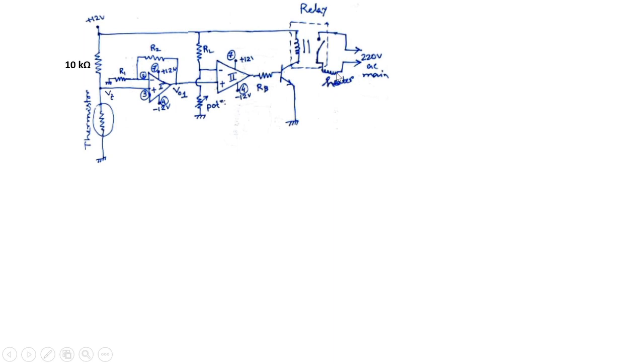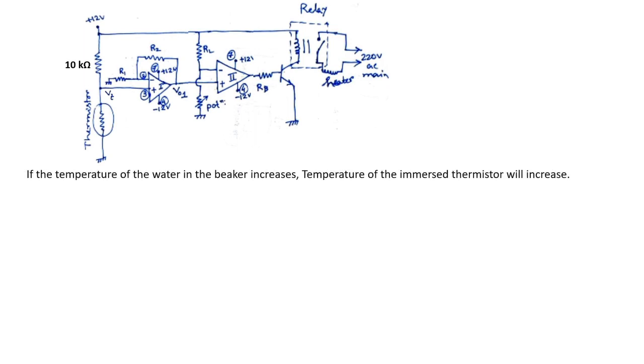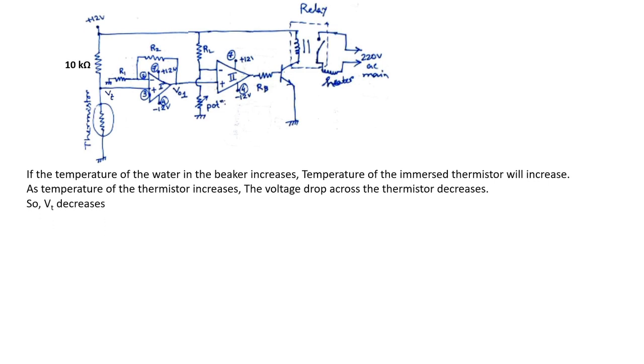So what are the statements, how is the circuitry just working? Let us judge again. First, if the temperature of the water in the beaker increases, the temperature of the immersed thermistor will increase. Next, as the temperature of the thermistor increases, the voltage drop across the thermistor decreases. So Vt decreases. Therefore, VO1, that is the potential at the non-inverting terminal of the second op-amp, decreases.